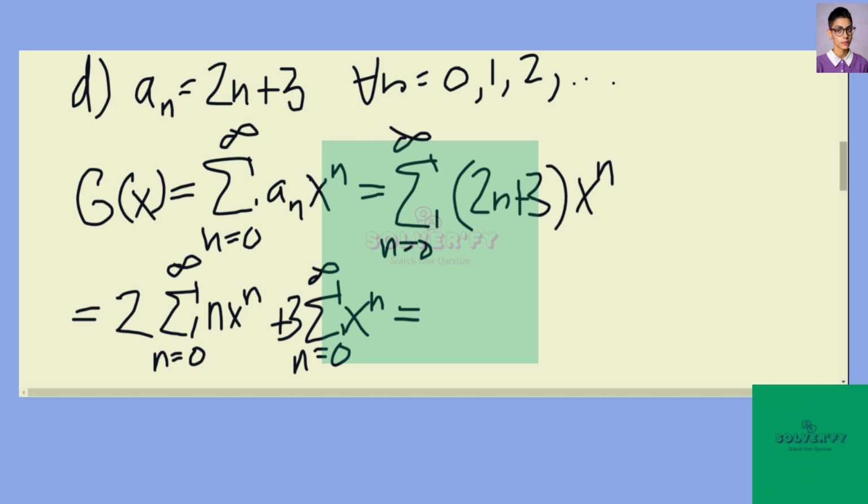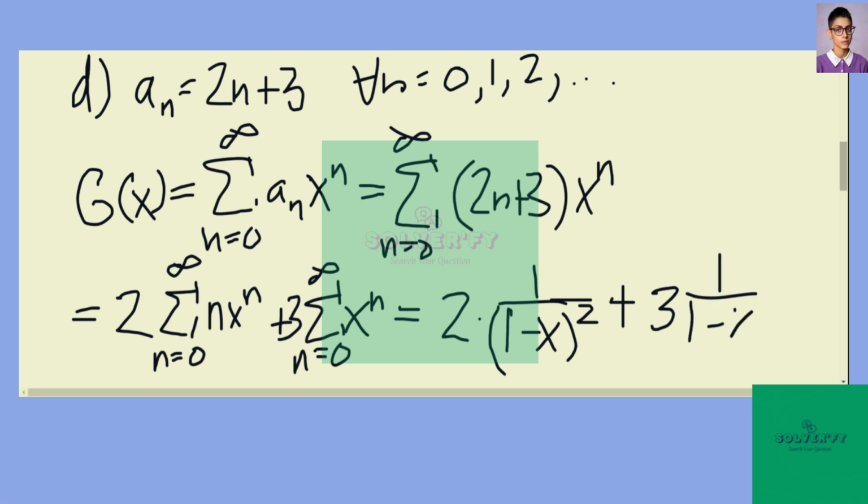And we have, by a table from the book, this is equal to 2 times 1 over (1 minus x) squared plus 3 times 1 over 1 minus x by a theorem.